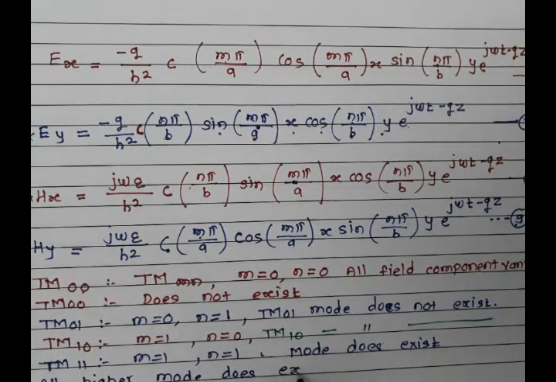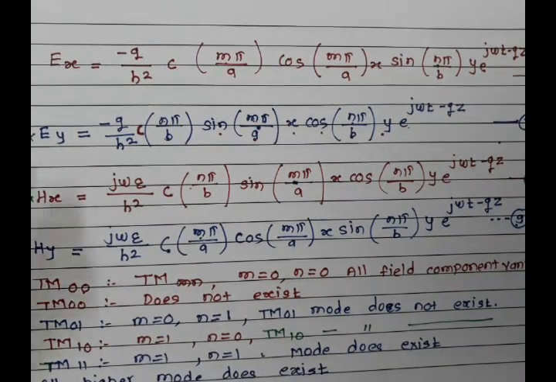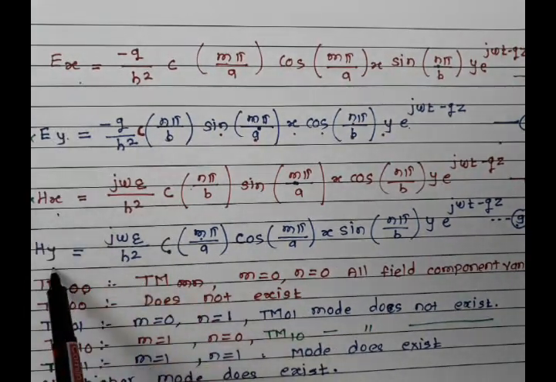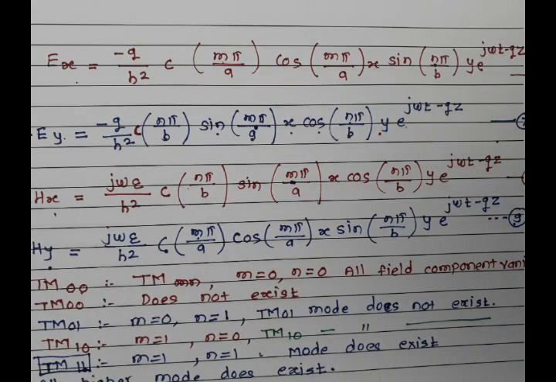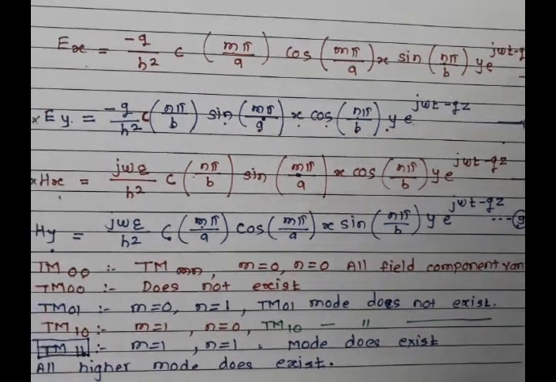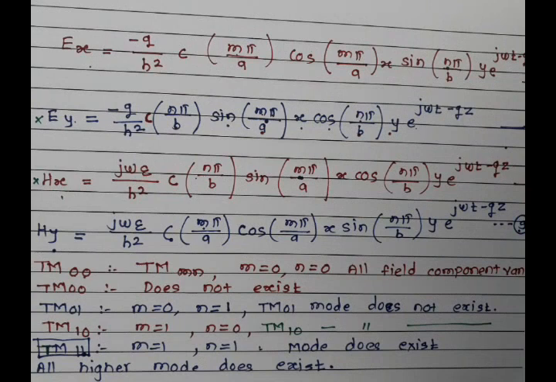So here we have completed our TM wave analysis, and we have seen the Ex, Ey, Hx, Hy components, and which modes exist and which do not. So we can conclude that for TM wave, the TM11 and higher modes exist. This is all for this session, and I hope you have understood how TM wave works and what the field components for the TM wave are. Thank you.